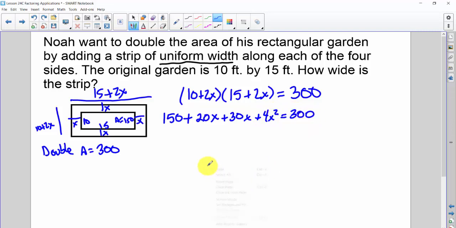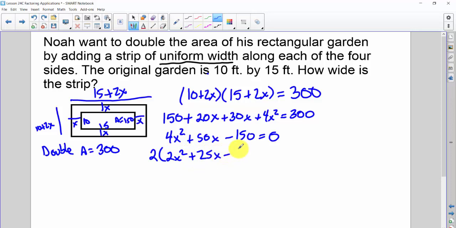So again, I'll set this equal to 0. Combining like terms first, let's go ahead and do that. So it's 4x squared plus 50x, and then subtract 300, that's minus 150, equals 0. So now I know I'm going to have to factor. I can use the next method, but first I'll make the numbers a little smaller by pulling out a GCF of 2. So I have 2 times x squared plus 25x minus 75 is equal to 0.